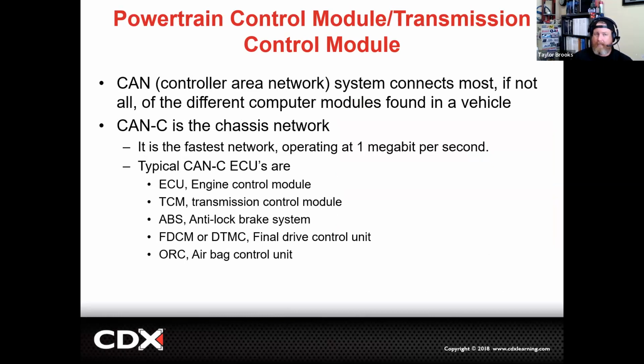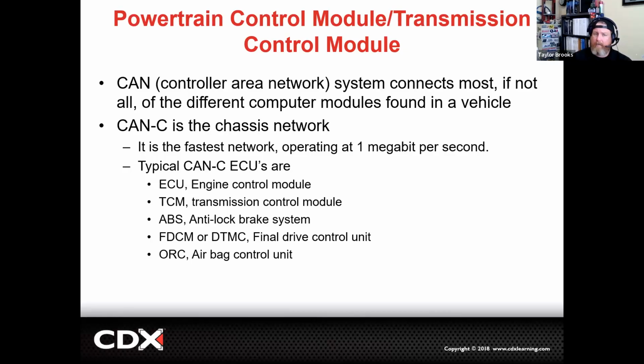A typical CAN loop for CAN C is going to have all of the chassis required modules that have to operate in a quick manner, not only for our operation of the vehicle, but also in case there's an emergency, in case there's a crash. This network operates really fast at 1 megabit per second of data, and that is over a twisted wire pair going to each module.